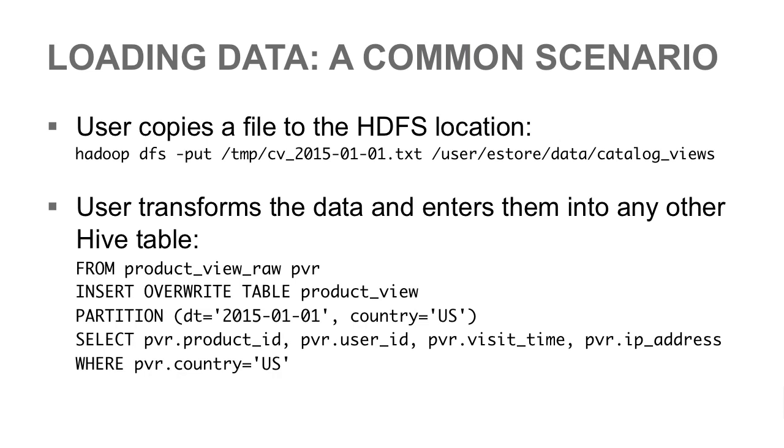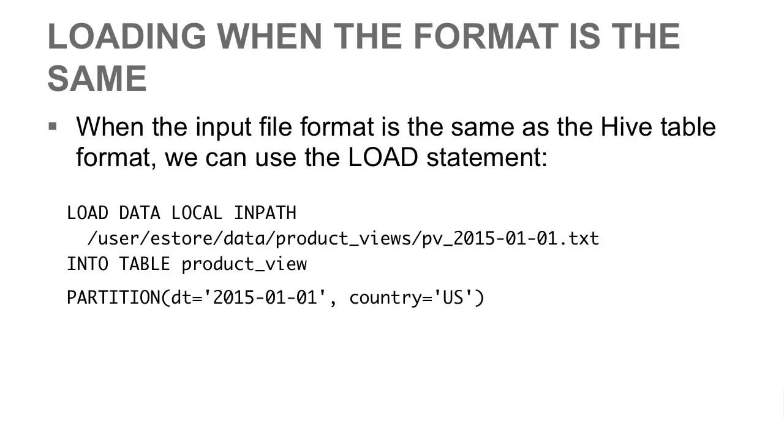One of the things that we can also do is load a file into a Hive table when the data format is the same. For that, we can use load data local inpath, where we provide the location, and then we say into which table we are loading this data. And then we can also indicate the partition.